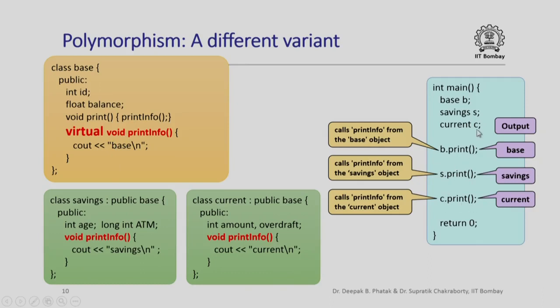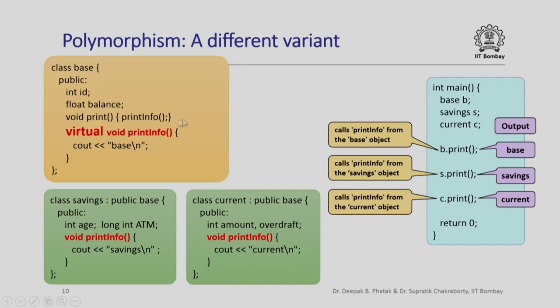And here is c dot print. Once again, c being an object of the class current is also an object of the class base. So, c dot print will cause an invocation of this method in the class base. In the body of that method, print info is going to get called, but print info is declared as virtual. So, we have to ask what is the context in which this method print info is being called. The context is an object of class current, and therefore, because print info is declared as virtual, we must call print info as defined in the class current, and therefore current will get printed here.